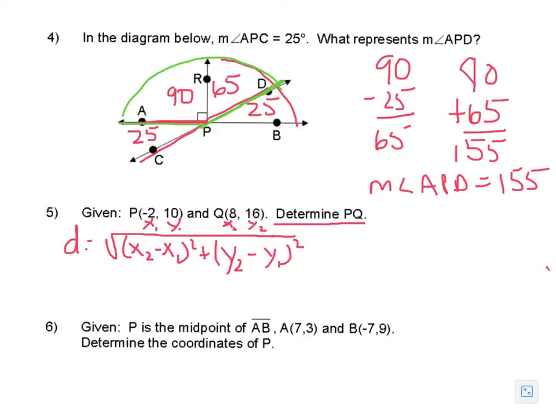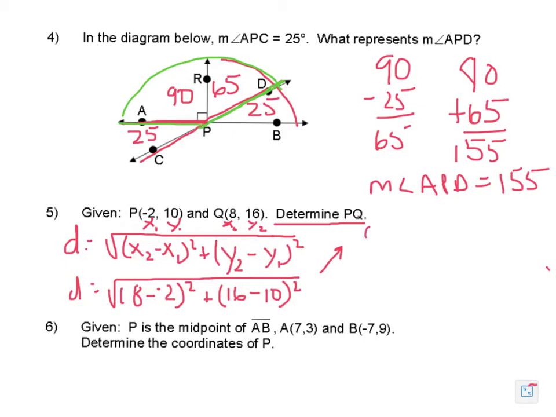Okay, so let's put this into our formula here. X sub 2 is 8, so 8 minus x sub 1 is negative 2. Square that, plus y sub 2 is 16 minus y sub 1, which is 10. Square that. I'll bring this all up here. I'm going to keep my square root sign there.